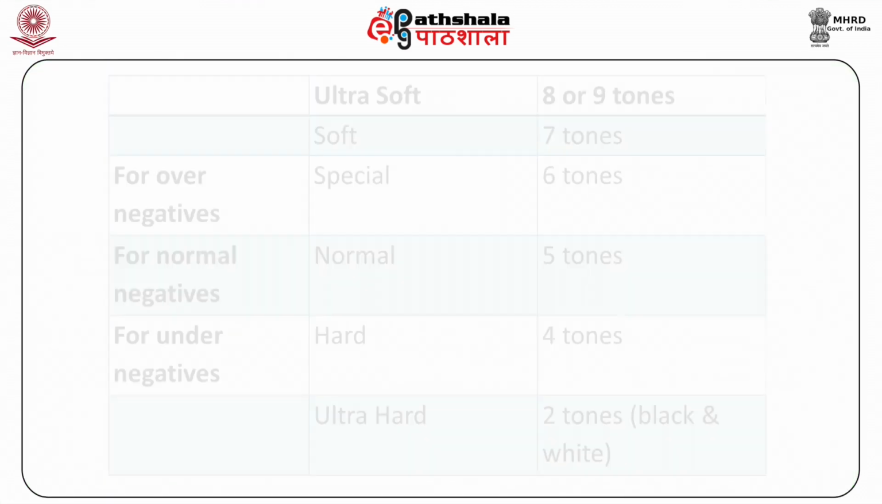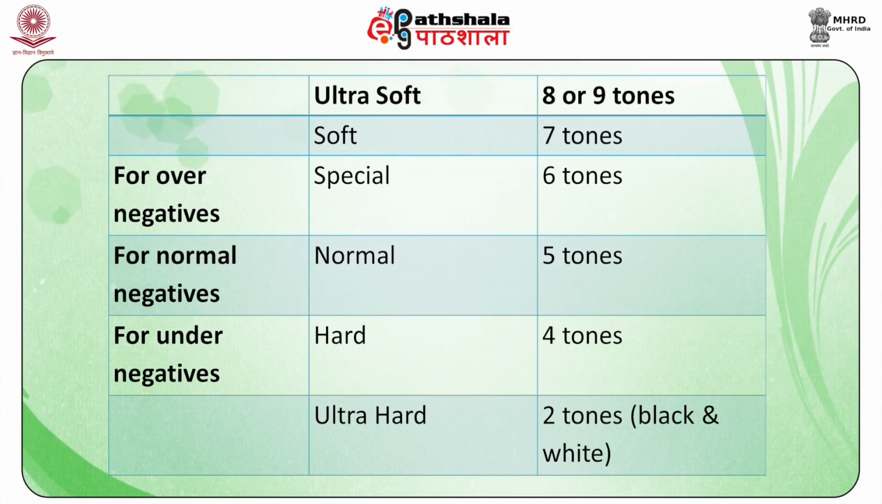Now paper grades: ultra soft, 8 or 9 tones; soft, 7 tones. For over negatives, a special paper grade is used, that is 6 tones. For normal negatives, normal and 5 tones. For under negatives, hard, 4 tones. For ultra hard, the tones are 2 tones, that is black and white.